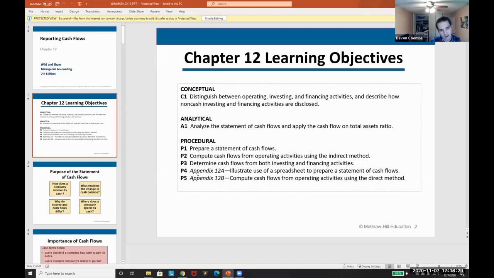And then the plan is that I can go over how you can use a spreadsheet to do this. But since we have the election coming up today, I'm going to let that just be for students. It's optional for students who want to stick around. It won't be on your final. And then computing cash flows from operating activities using the direct method. We'll go over this briefly. Most companies don't use the direct method, but I just want you to be aware of how it's actually calculated.